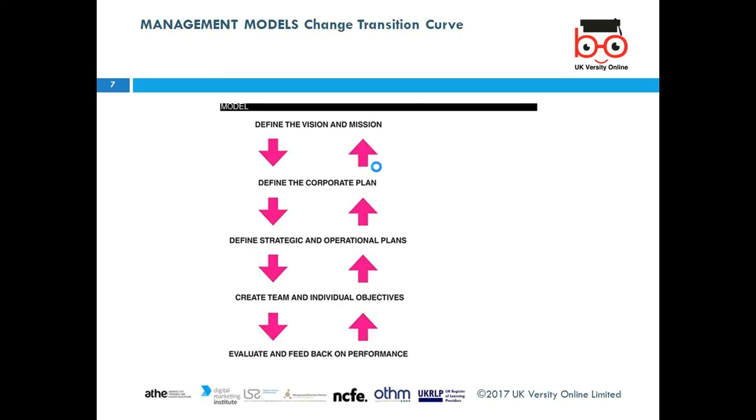Then next we're looking now at the change management model, the transition curve. So first of all, if you want to implement the change effectively, we need to define the vision and the mission. What is the difference between them? What is the vision and what is the mission? Anybody any thought? These two words, vision and mission? So what is the vision meant by and what is the mission? Anybody any thought?